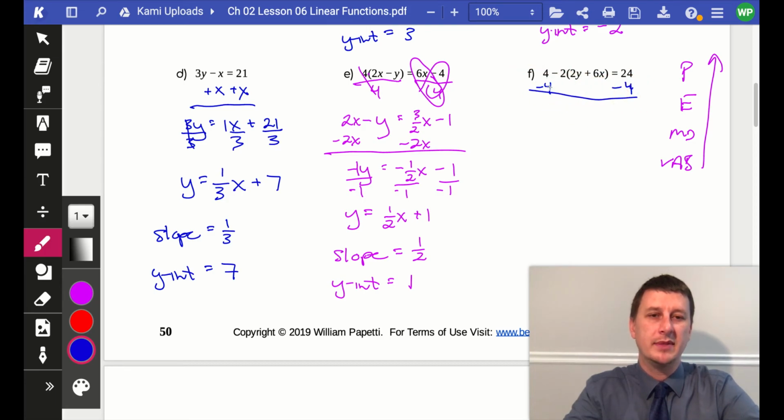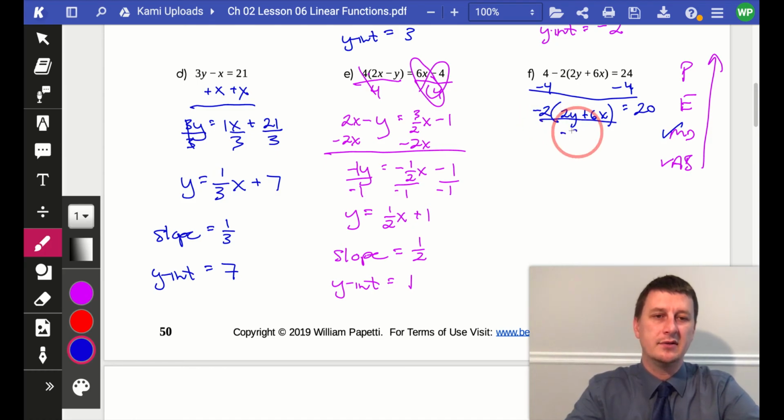Now we'll be left with, be careful, -2, bring down the sign of that number 2, times 2y plus 6x is equal to 20. Now we have multiplication and division outside those parentheses. So we're going to undo that multiplication of -2 by dividing each side by -2. We will be left with 2y plus 6x is equal to -10.